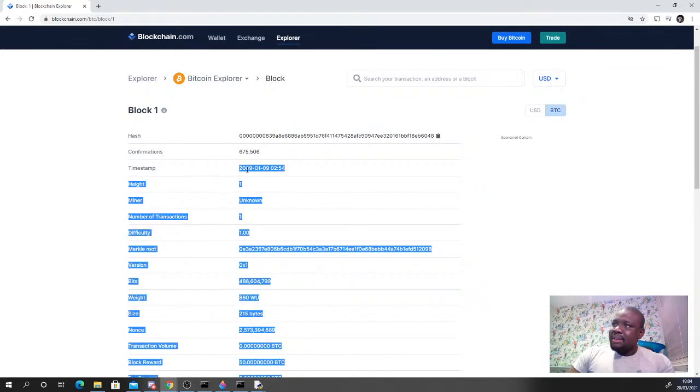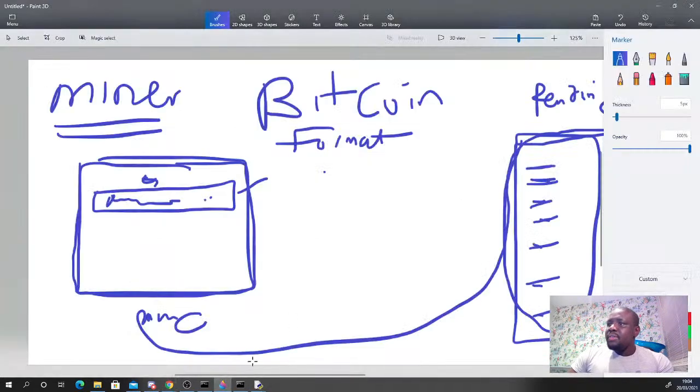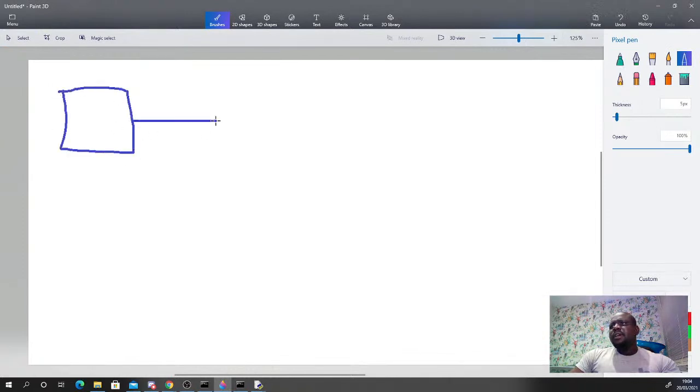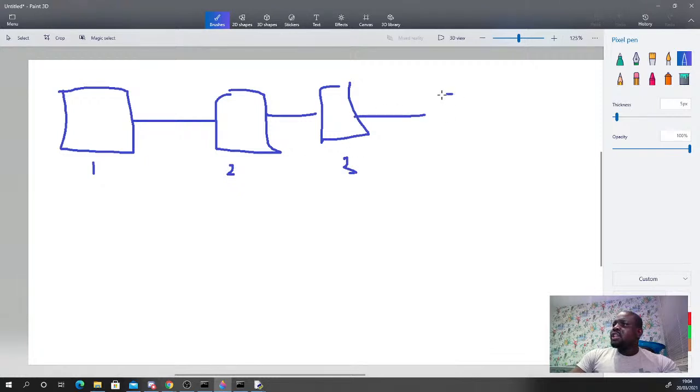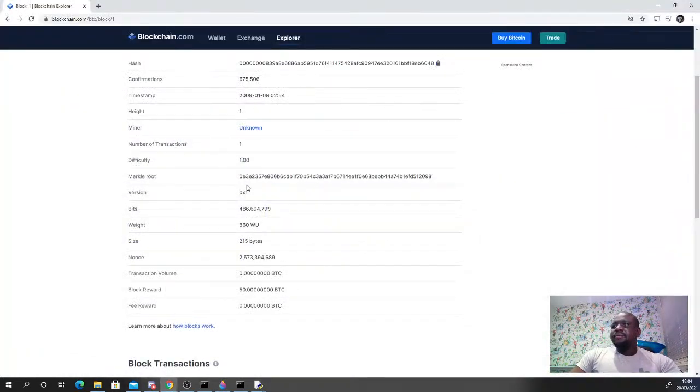So this is the start, the date it was generated, the height. The height means that if we have block 1, block 2, block 3, the height of this block at the moment is going to be 1, 2, and 3. As the blocks keep going, the height will be increasing. So it's just the index, the number of the blocks, the chain height.